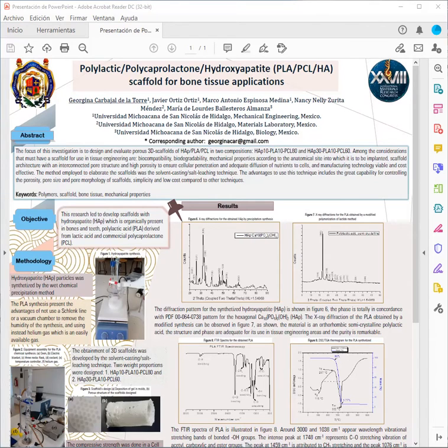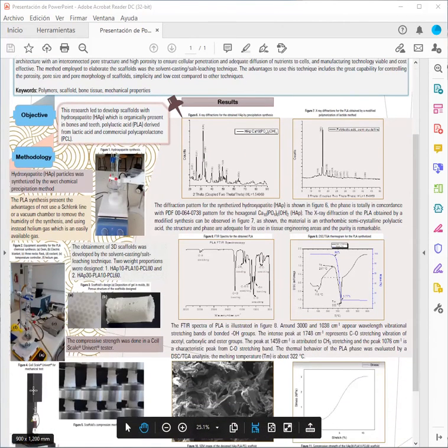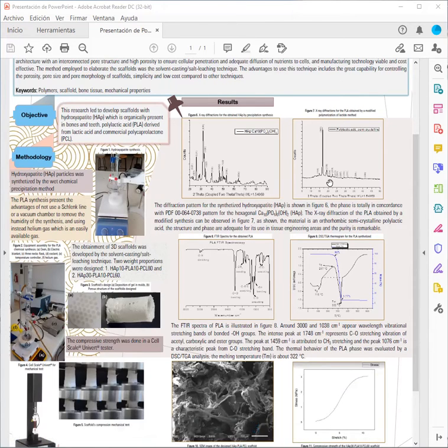Posteriorly, by the solvent casting and fat leaching technique, the compositions of scaffolds were developed. Two different compositions: hydroxyapatite 10, polylactic acid 10, and polycaprolactone 80, and hydroxyapatite 30, polylactic acid 10, and polycaprolactone 60. As seen in the poster, the equipment for the polylactic synthesis is very simple. Well, it's also economic, and the polylactic acid obtained is of high quality, as we can observe in the XRD evaluations, and also in the FTIR pattern.